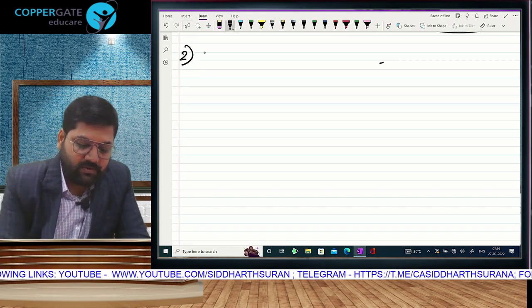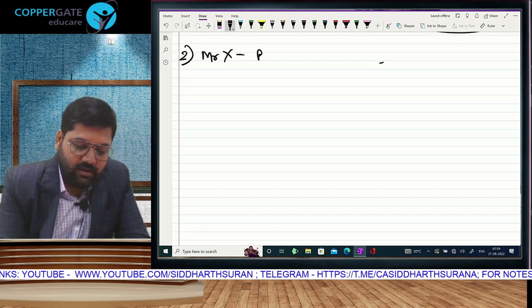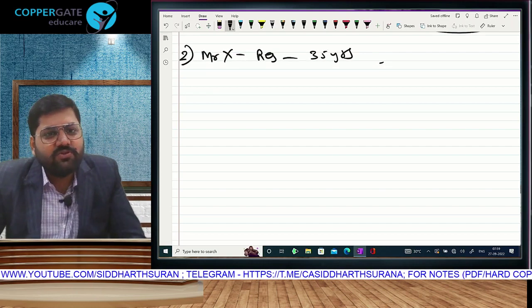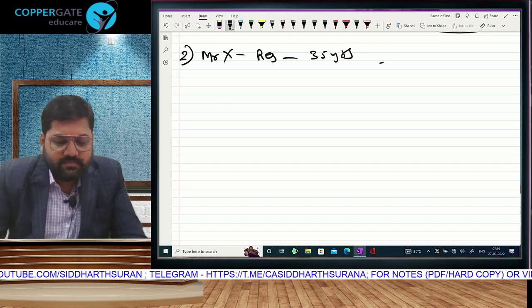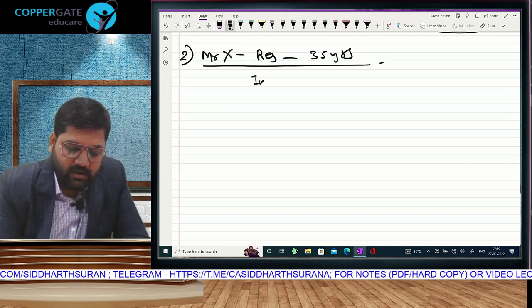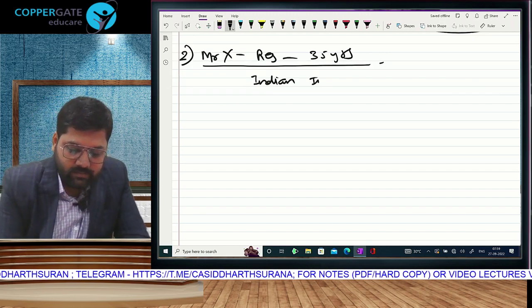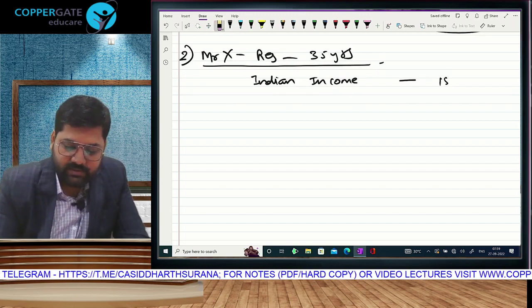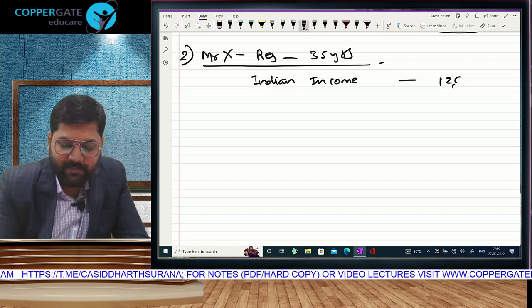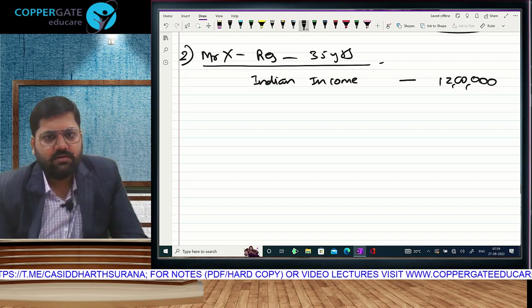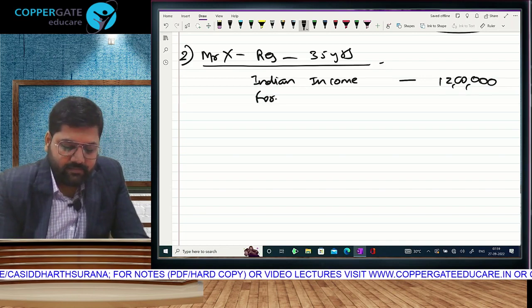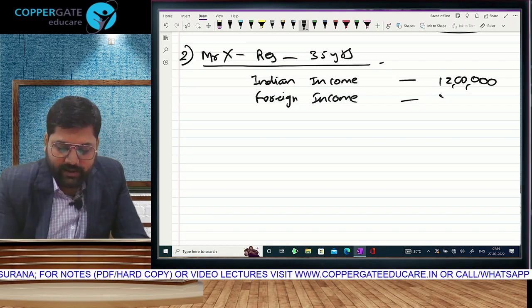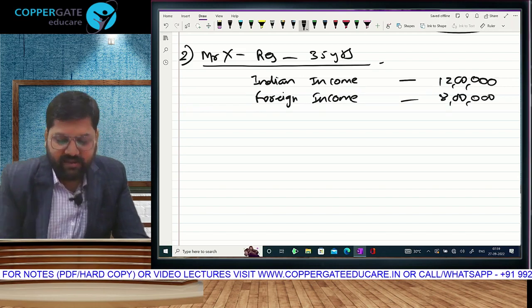Okay? Example 2. Mr. X, resident, age 35 years. So up to here there is no change in my example. Indian income, 12 lakh rupees. Last time it was 8 lakh, this time it is 12 lakh. Foreign income, 8 lakh rupees. So last time it was 7, this time it is 8.